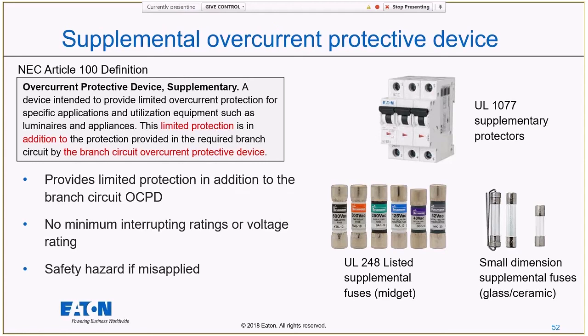So these would be my UL 1077 supplementary protectors right there. They look a lot like those miniature circuit breakers that are branch rated, the UL 489 ones, but they don't have the fins on the end of them. That's how you can usually tell the 1077 versus the 489. And then there are the midget fuses or glass fuses. Those are the supplemental fuses that we see a lot. And a lot of times, again, we see those in our control circuits where the limited protection is all we need.